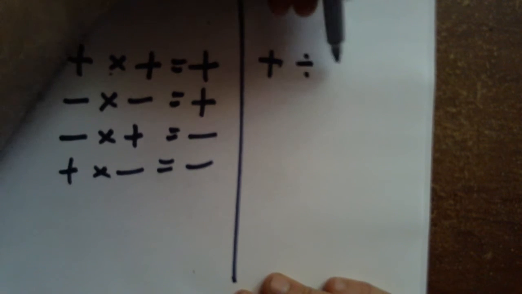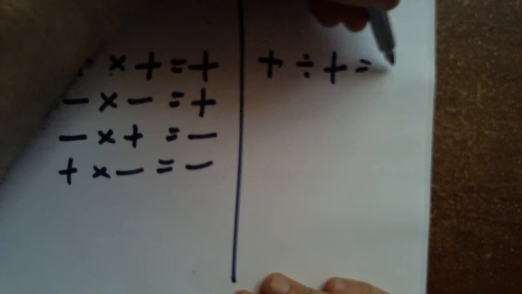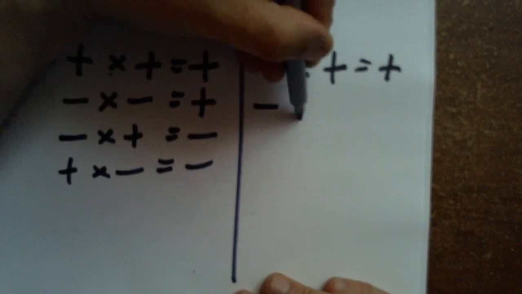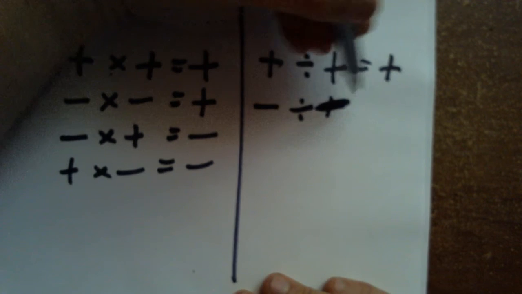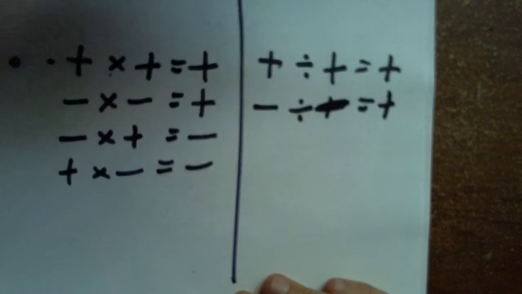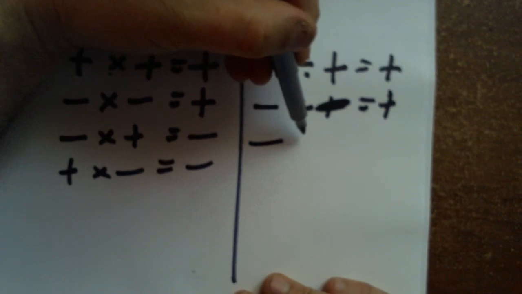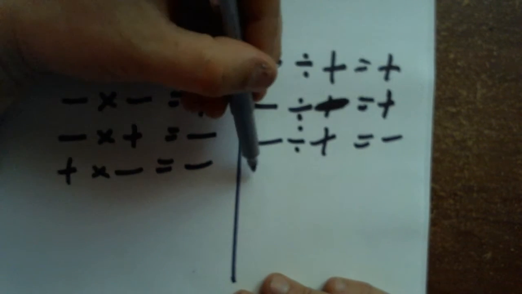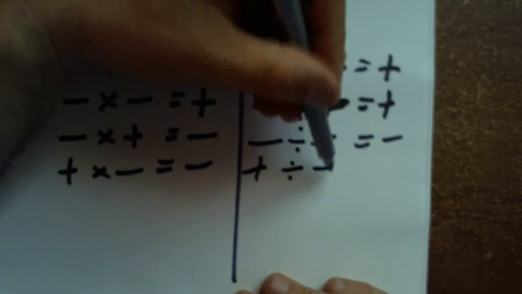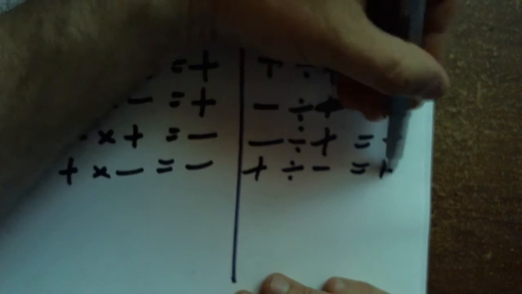Now for division, let me do this. So for division, a positive divided by a positive equals positive. A negative divided by a negative, that's a negative, that's not supposed to be positive, equals positive. A negative divided by a positive equals a negative. And a positive divided by a negative equals a negative.